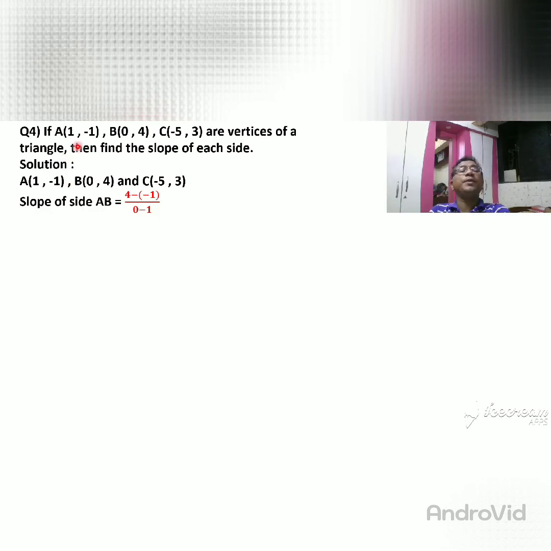First, the slope of AB. y2 is 4, so I write 4 minus y1, which is minus 1, so I write in bracket minus 1, divided by x2 which is 0, so 0 minus x1 which is 1. Out of the bracket, the negative sign: minus 1 becomes plus 1. 4 plus 1 is 5, divided by minus 1, so you get minus 5. So the slope of side AB is equal to minus 5.